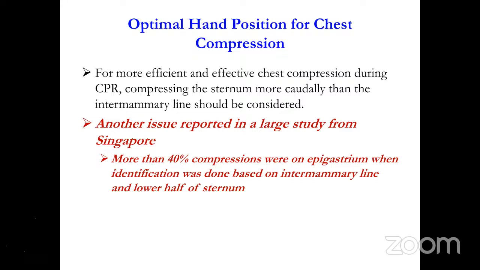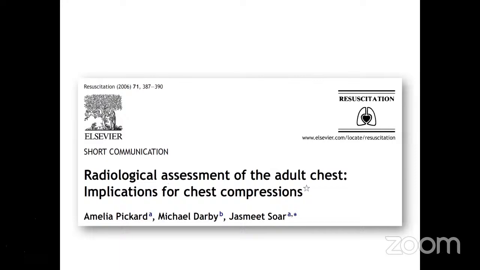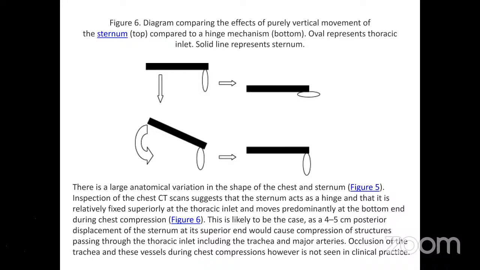Now, this is another important study when we say go down to the lower half of the sternum. This was another study from Singapore, where they were using the lower half of the sternum and saying that one should compress more caudally than the internipple line. They found that almost 40% of compressions were on the epigastrium. So this means when the lower half of the sternum is empirically mentioned, we can go a little lower and it will be more in the epigastrium. Again, not only are we not compressing the heart structures, but we can also damage the intra-abdominal structures. And hence, there have been many subsequent studies which have assessed those aspects.